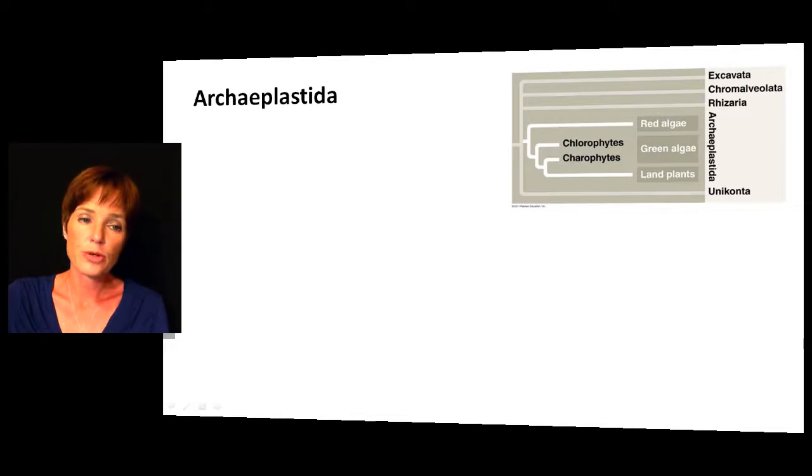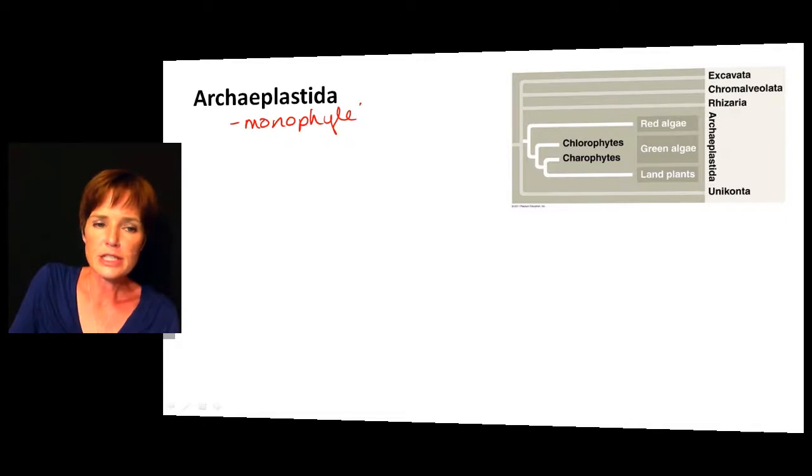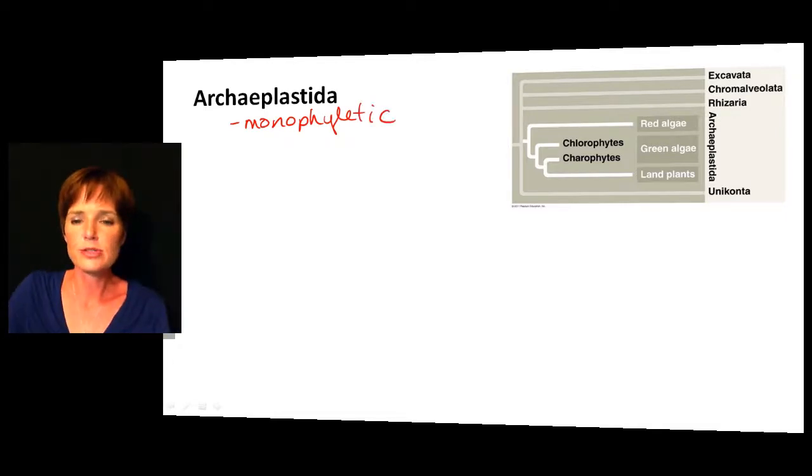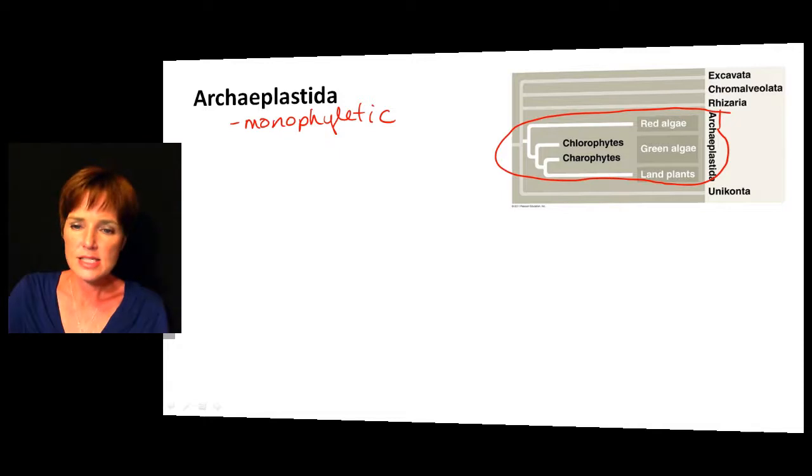The next big group that we're going to talk about are what we call the Archaeplastida. This is a very large group, and this happens to be monophyletic. So it's monophyletic, but if you look in this little tree over here, it includes some very different organisms. So we have a couple different types of algae here. We have the red algae and we have the green algae, but then you also have our land plants in here. And the land plants themselves are considered their own kingdom. That's going to be kingdom Plantae.